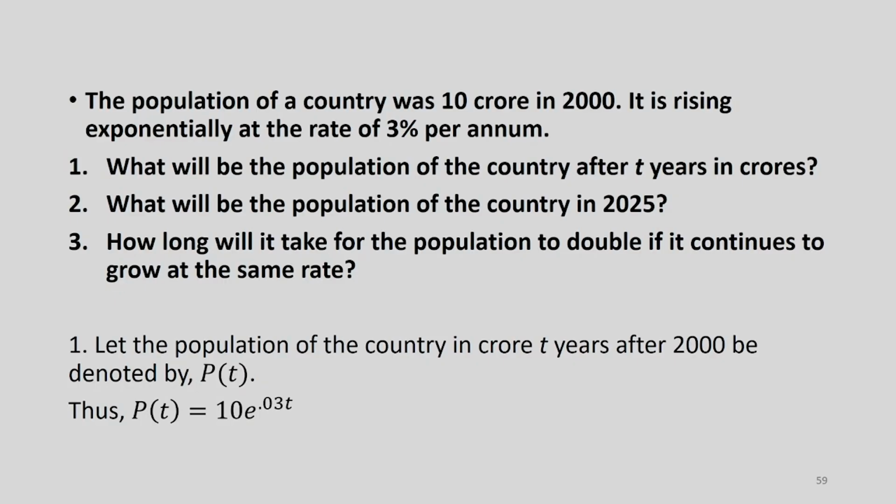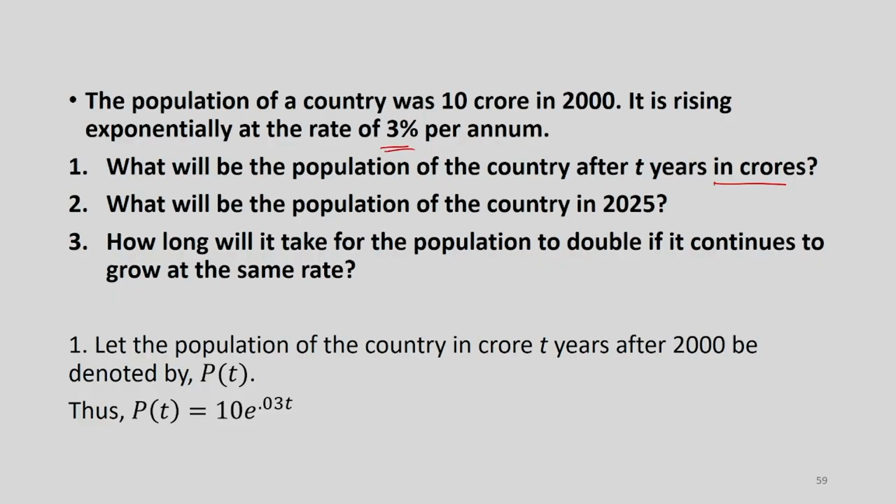Okay, the population of a country was 10 crore in the year 2000. It is rising exponentially at the rate of 3% per annum. What will be the population of the country after T years in crores? That is the first question. What will be the population of the country in the year 2025? How long will it take for the population to double if it continues to grow at the same rate? Same rate means 3% per annum.